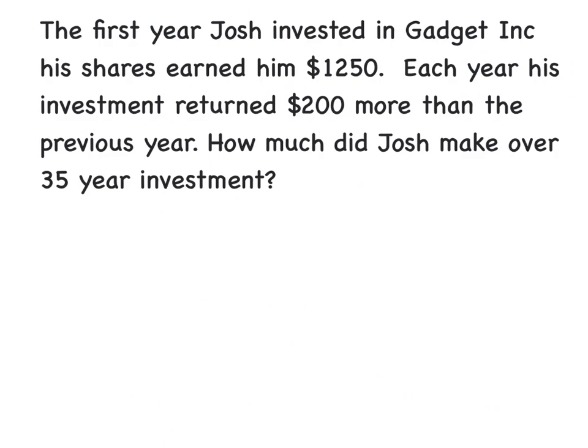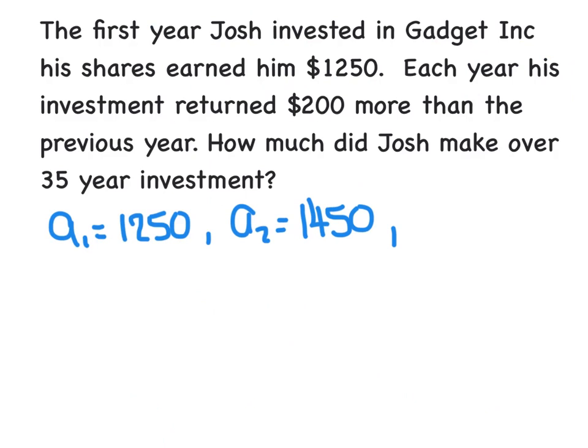So, trying to describe that, his first year was $1,250. Let's see, his second year, he made $200 more than that, so he was at $1,450 that he got returned. And then on his third year, he made $1,650, etc., etc. Now, if this pattern continues, and he would be very fortunate if it did, of course, but how much would Josh make over the next 35 years?